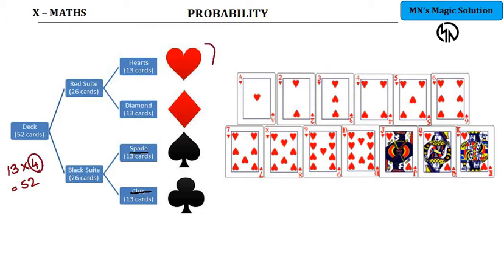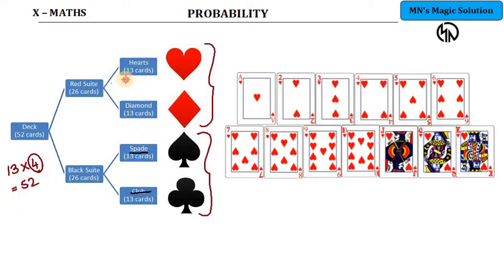You have 2 designs in red. These are called red suits. The first design is that of a heart and the second one is that of a diamond. In heart you have 13 cards. In diamond you have 13 cards. Same way we have the black suit. Black suit has got spade and club. Spade has got 13 and club has got 13 cards. So totally in all we have 52 cards.